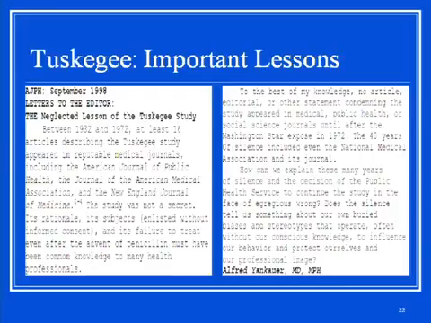And so it goes on to say that to the best of my knowledge, no article, editorial, or other statement condemning the study appeared in medical, public health, or social science journals until after the Washington Star exposed it in 1972. This 40 years of silence included even the National Medical Association and its journal. And so then the author goes on to say, how can we explain these many years of silence and the decision of Public Health Service to continue the study in the face of egregious wrong? Does the silence tell us something about our own buried biases and stereotypes that operate often without our conscious knowledge to influence our behavior and protect ourselves and our professional image?